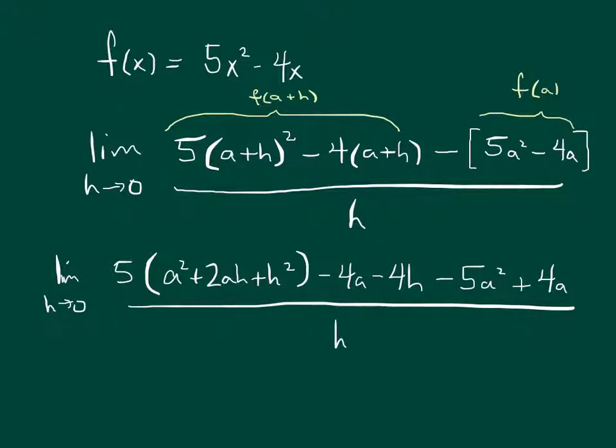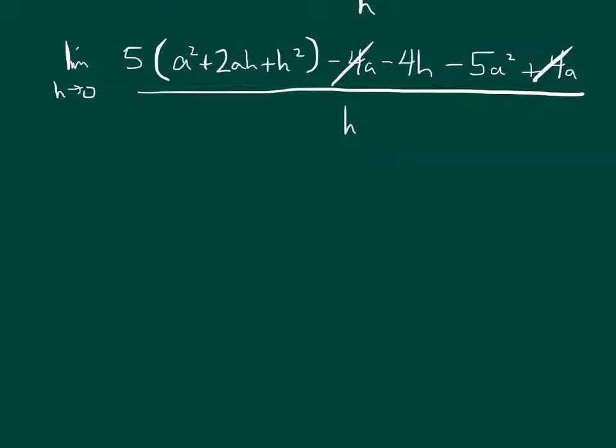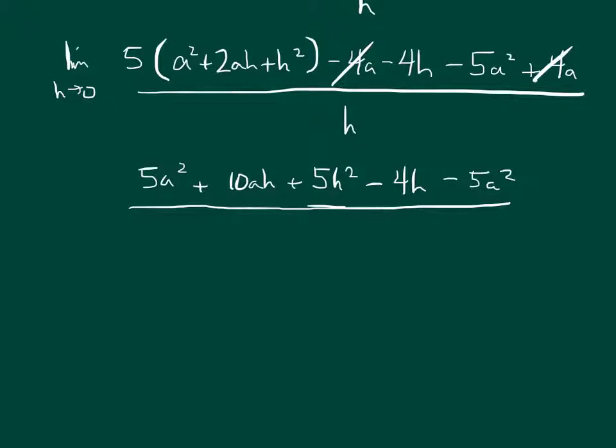Now, let's distribute: 5a squared plus 10ah plus 5h squared minus 4h minus 5a squared, all of that over h. Of course, we still have to write limit because we haven't actually taken the limit yet. Exactly. 5a squared and negative 5a squared cancel.